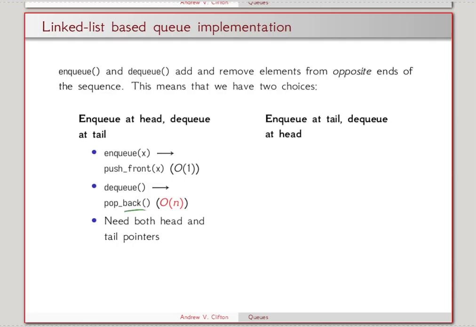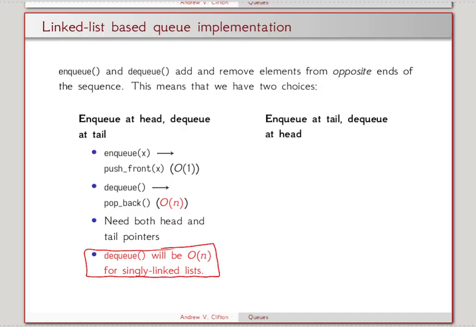We do need both head and tail pointers, right? Because we're adding stuff to the front and we're removing stuff from the back. So we need both our head and our tail pointers there. But the big failing for this one is that dequeue will be O of n for a singly linked list. So that kind of rules out this one unless we have some particular reason why we want to do it this way.